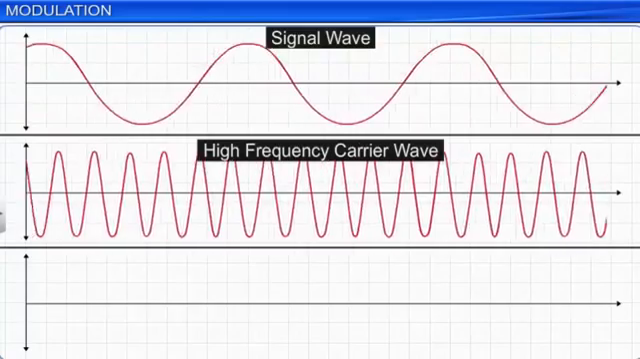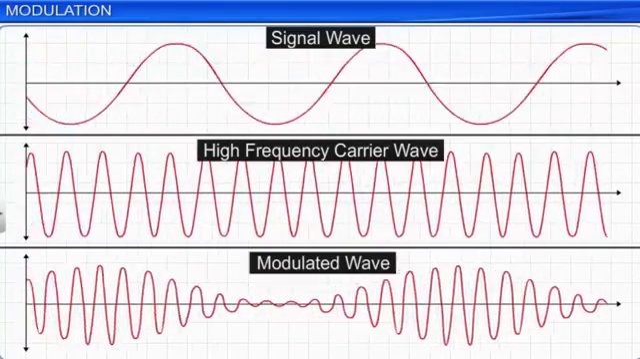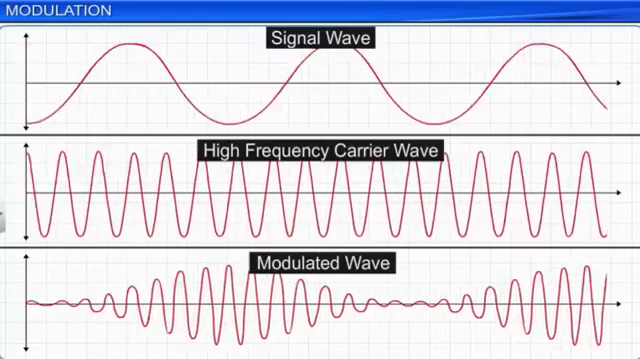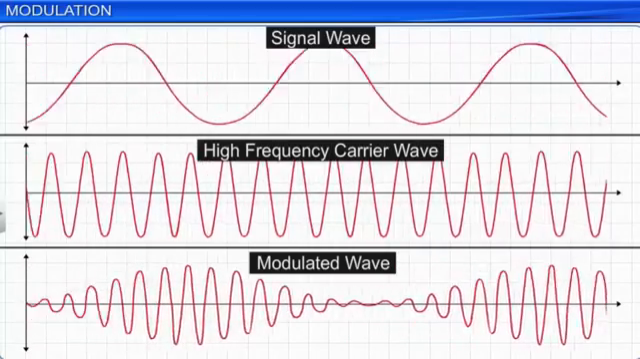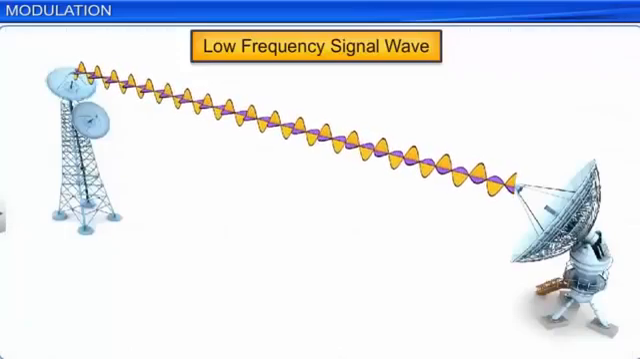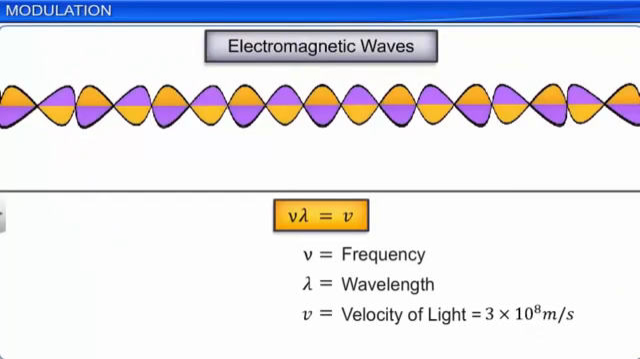We have learnt earlier that modulation is the process of superimposing a low-frequency message signal onto a high-frequency carrier wave. Let us now know more about the process. Long-distance transmission of signals is done using electromagnetic waves. We know that the product of the frequency ν and the wavelength λ of an electromagnetic wave is constant and equal to the velocity of light c, which is 3 × 10⁸ meter per second.